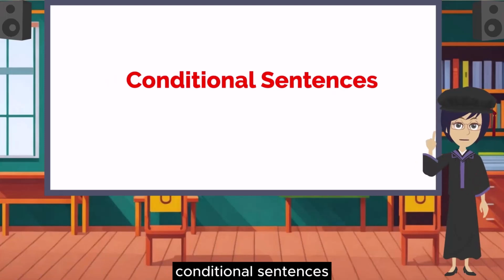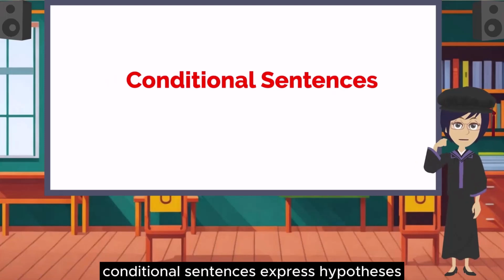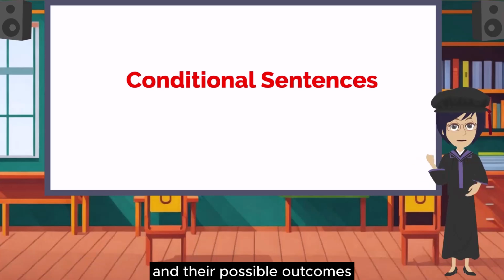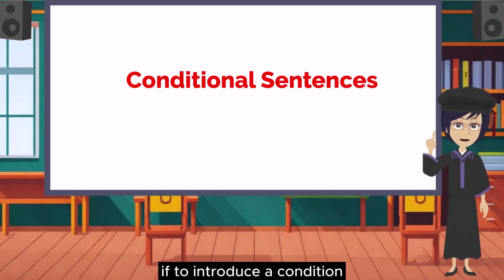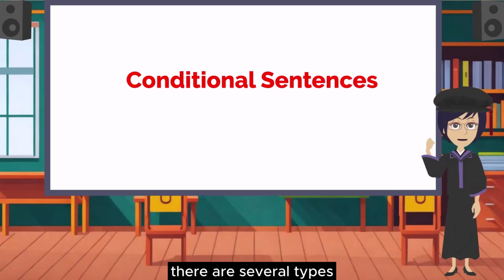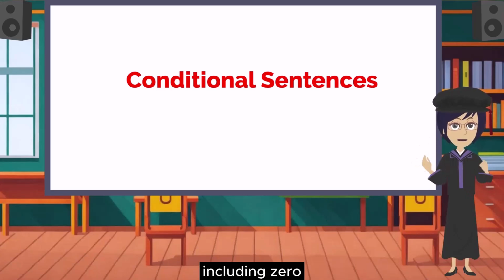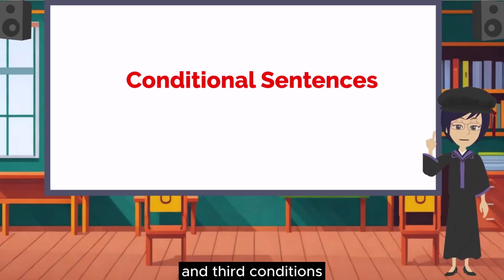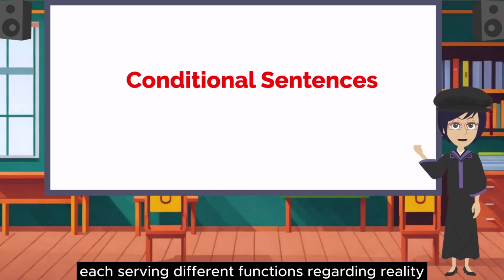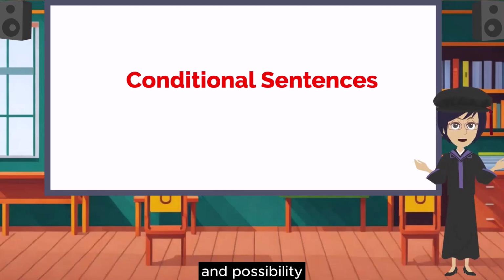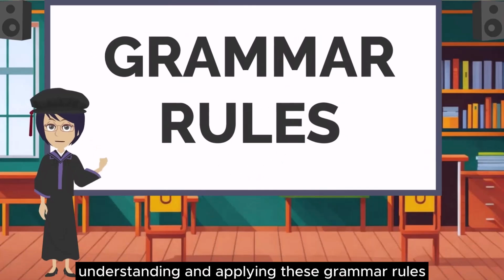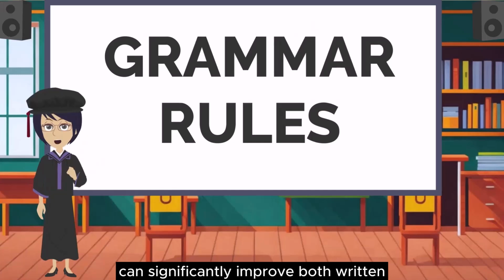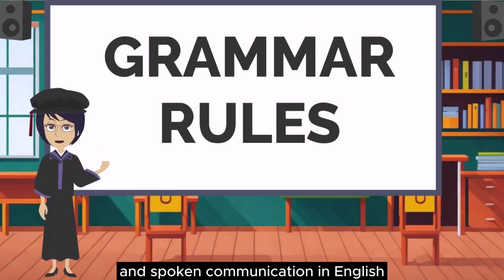Conditional sentences. Conditional sentences express hypotheses and their possible outcomes. They often use if to introduce a condition. There are several types, including zero, first, second, and third conditionals, each serving different functions regarding reality and possibility. Understanding and applying these grammar rules can significantly improve both written and spoken communication in English.